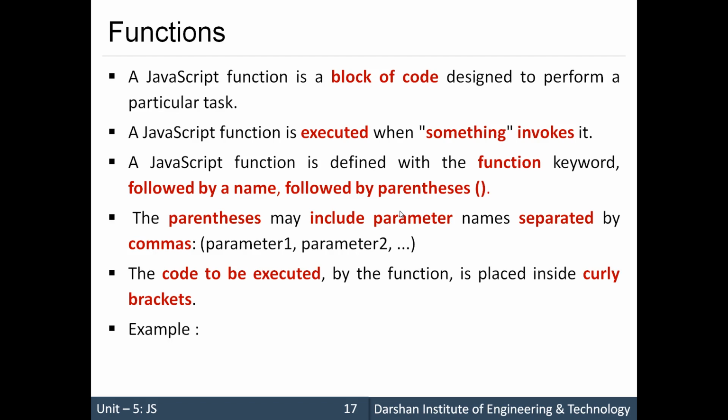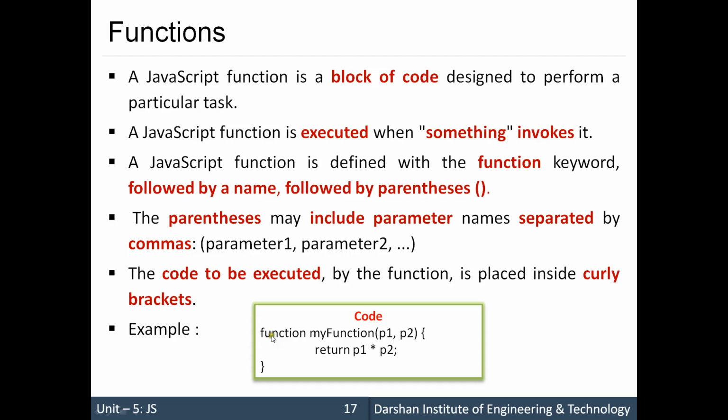So let's see an example. Here we have a function keyword, then the name of the function, and then inside the parenthesis we have two parameters. We need not specify the data type of those parameters, and we need not specify the data type of the return. Ready? So it's very simple. Function keyword followed by the name of the function followed by the parenthesis. If you want to specify parameters, you can specify them inside the parenthesis, and inside the curly brackets we write the code that we want to execute.